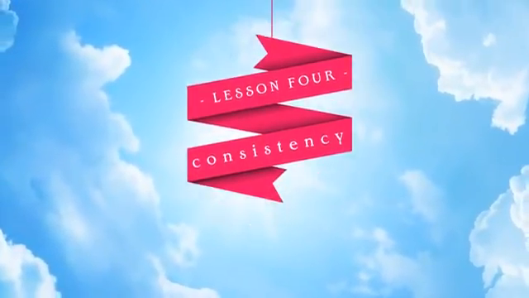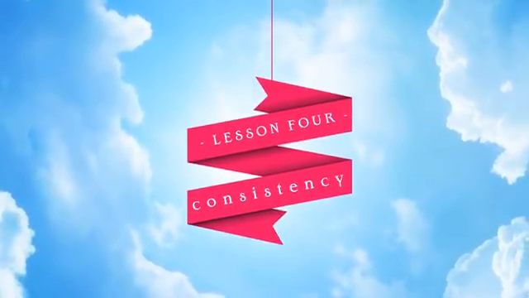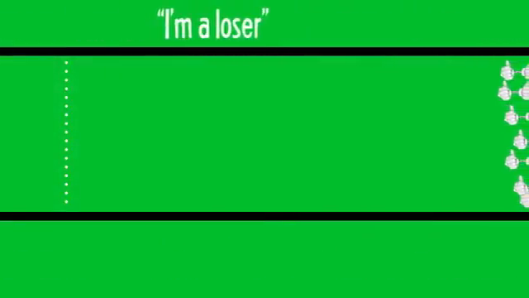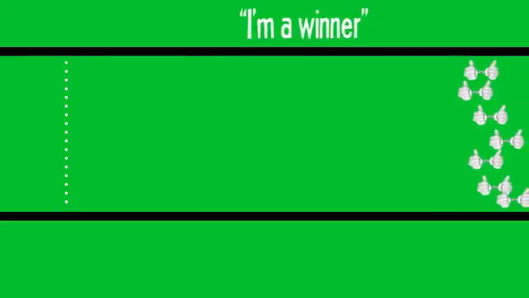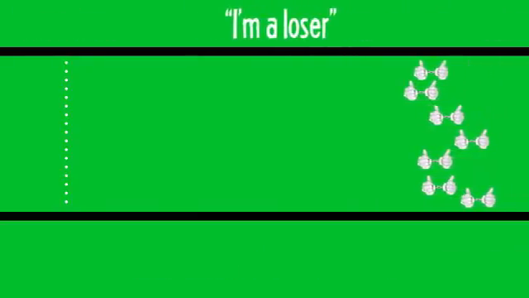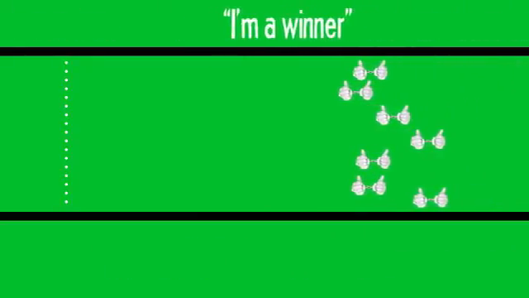Lesson number 4, consistency. Cialdini tells us something fascinating about people at the racetrack. Just after placing a bet, they are much more confident of their horse's chances of winning than they are immediately before laying down that bet. Of course, nothing about the horse's chances actually shifts. It's the same horse on the same track in the same field. But in the minds of those bettors, its prospects improve significantly once that ticket is purchased.